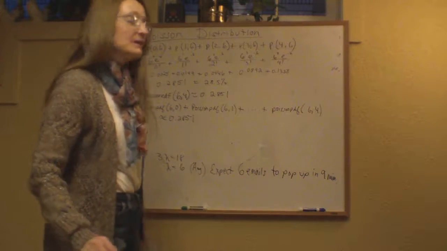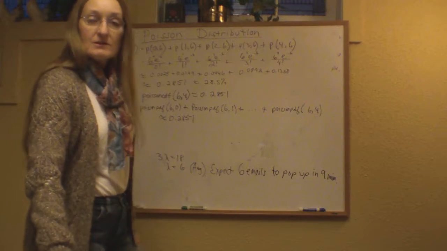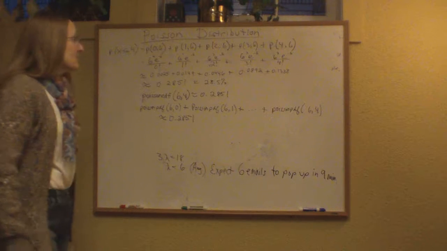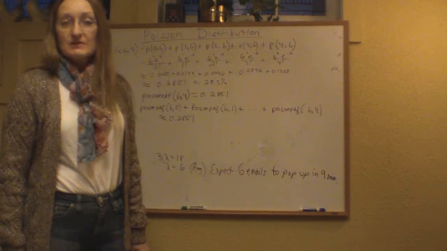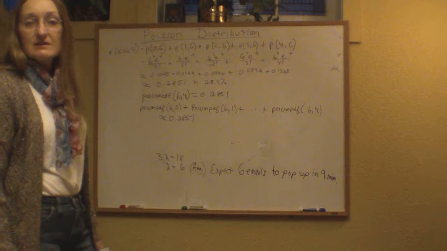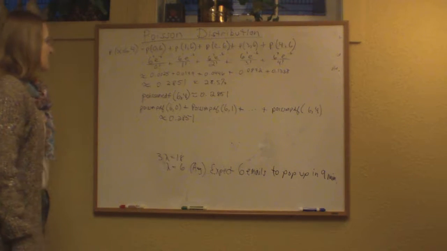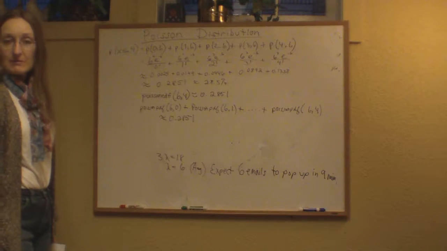Well, that concludes our discussion on the Poisson distribution. So we've learned what types of situations you may need to use Poisson for. It involves an average. And we also know how to compute Poisson probabilities.